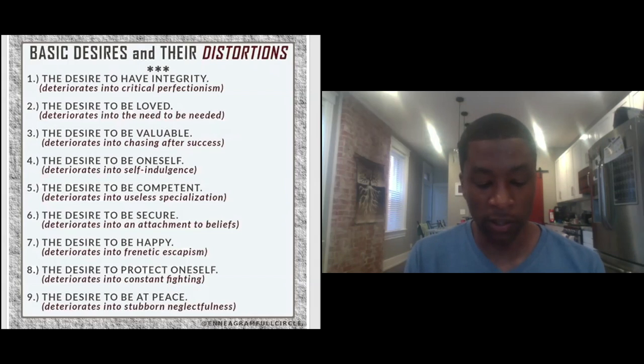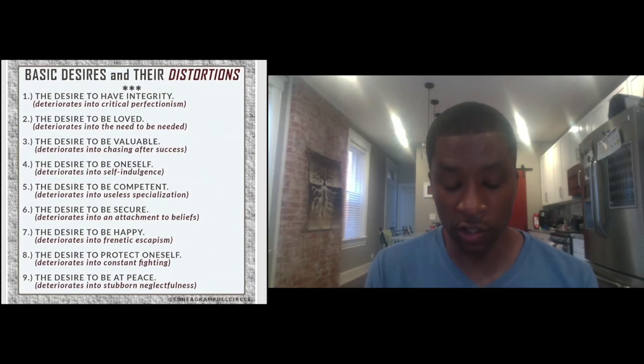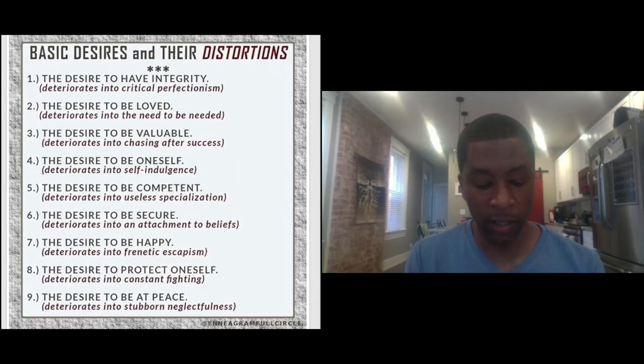For example, a type 3 personality, which is the achiever, has a desire to be valuable. However, if this desire is pursued recklessly, it can lead to one chasing success and accomplishments that will forever elude them.